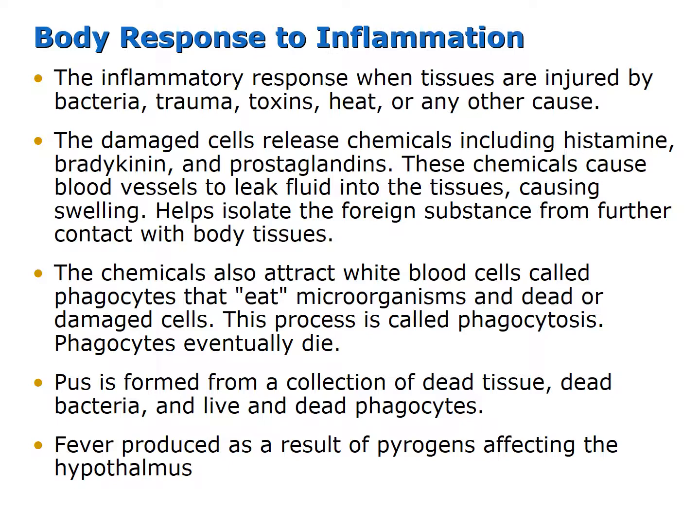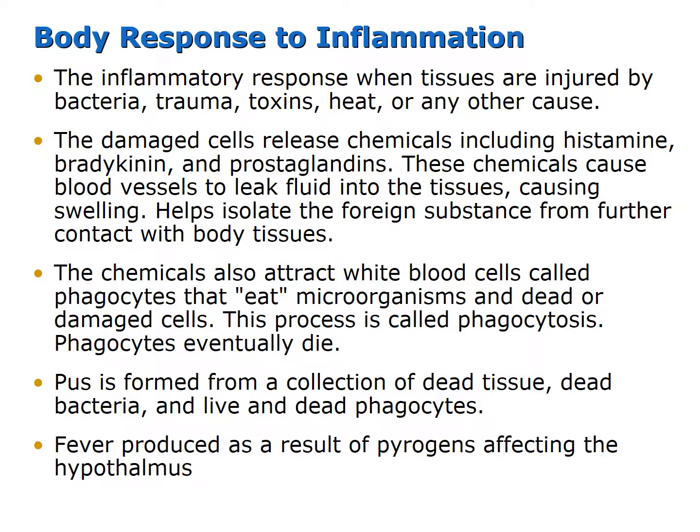And these damaged cells then release chemicals including histamines, bradykinins, prostaglandins, and these chemicals cause the blood vessels then to leak into the tissue, and that causes the swelling. It also helps isolate the foreign substance from any other contact with the body tissue. Now, the chemicals also attract white blood cells called phagocytes, and they eat microorganisms and dead or damaged cells.